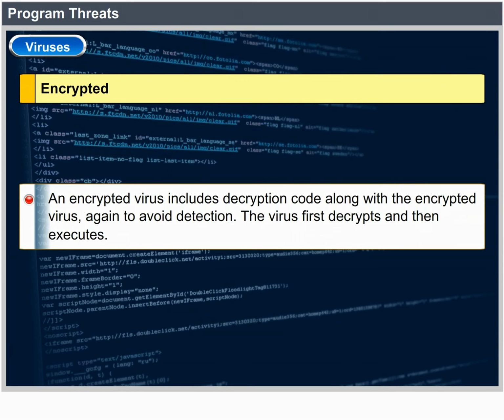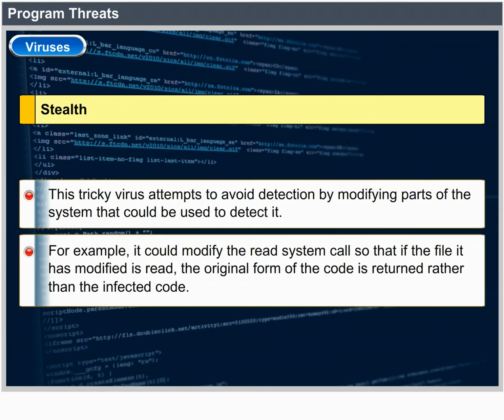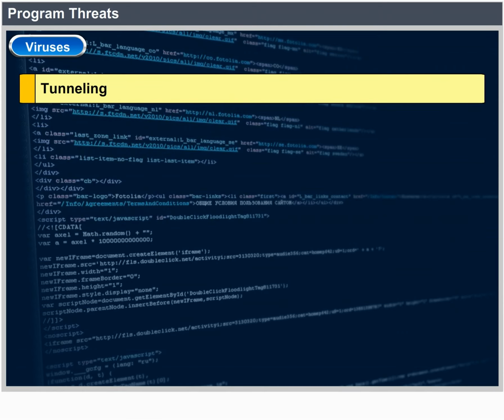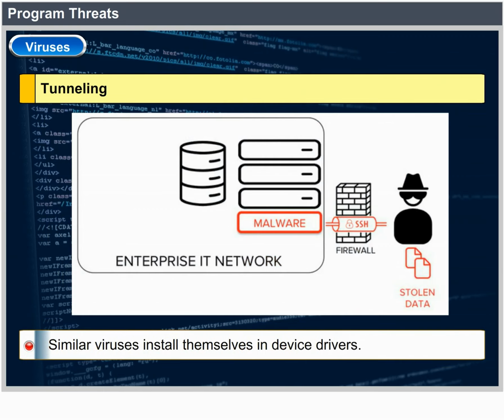Stealth. This tricky virus attempts to avoid detection by modifying parts of the system that could be used to detect it. For example, it could modify the read system call so that if the file it has modified is read, the original form of the code is returned rather than the infected code. Tunneling. This virus attempts to bypass detection by an antivirus scanner by installing itself in the interrupt handler chain. Similar viruses install themselves in device drivers. Multipartite.